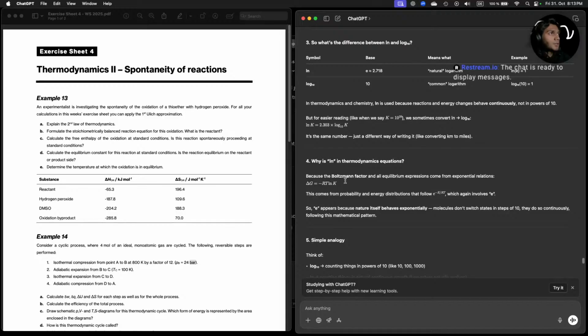Because of the Boltzmann factor. All equilibrium expressions come from exponential relations. This comes from probability and energy distributions that follow e raised to minus E by RT, which again involves E. So E appears because nature behaves exponentially. Molecules don't switch states in steps of 10. They do so continuously, following this mathematical pattern. Simple analogy.